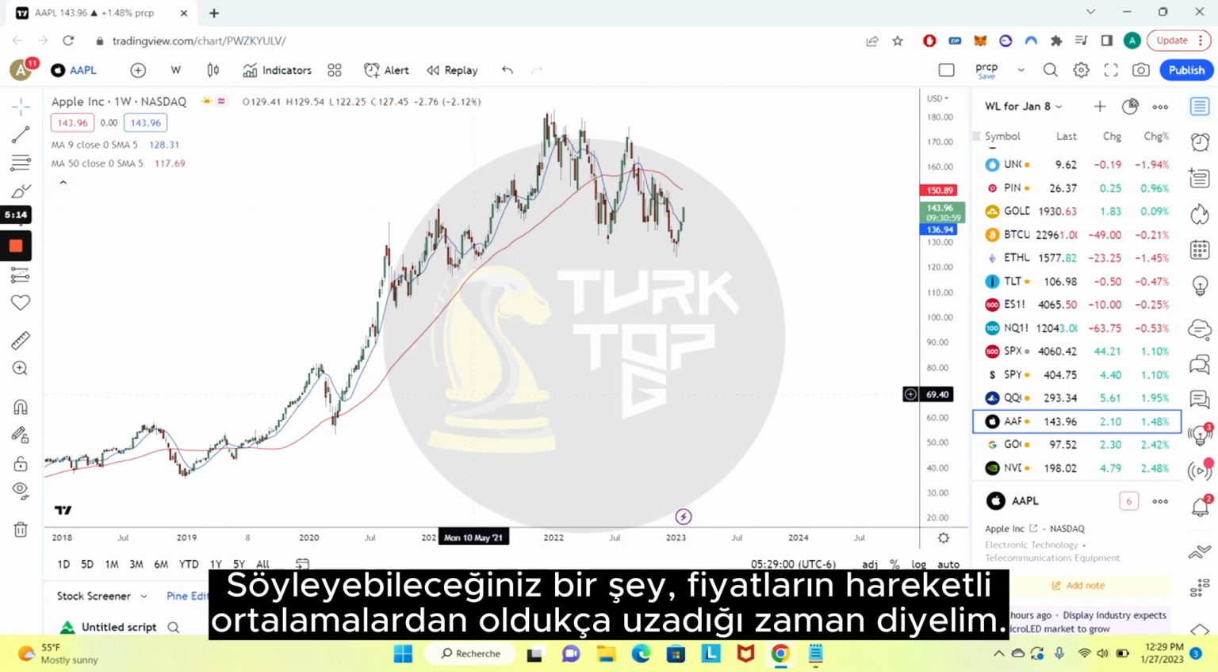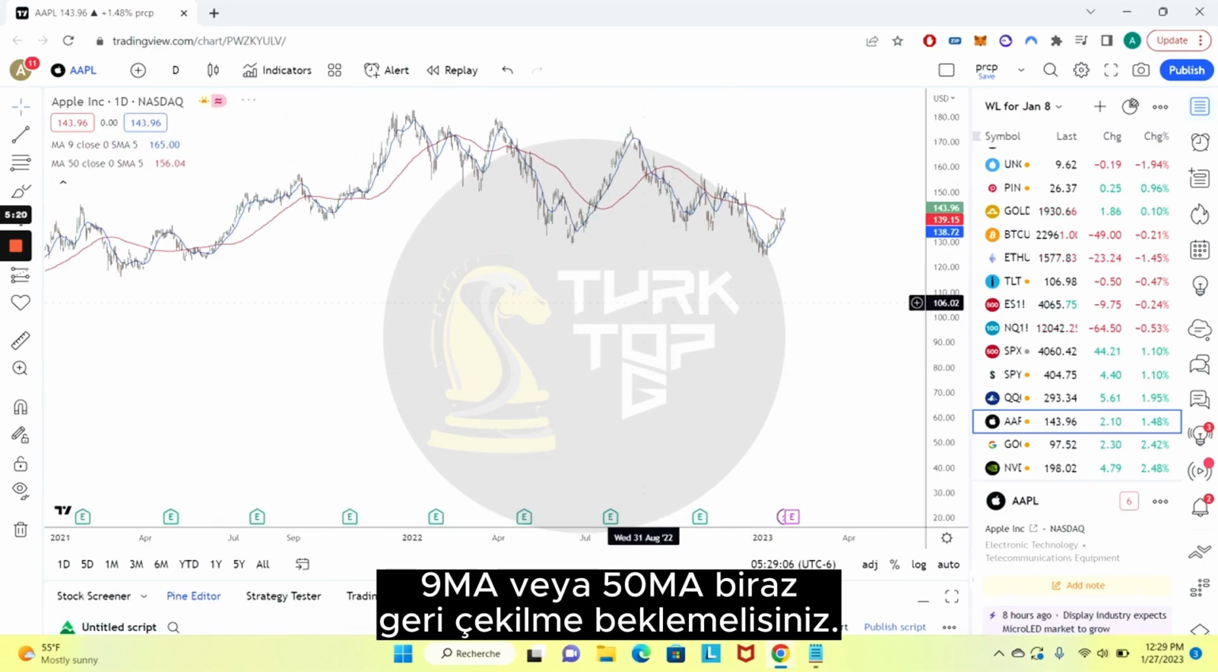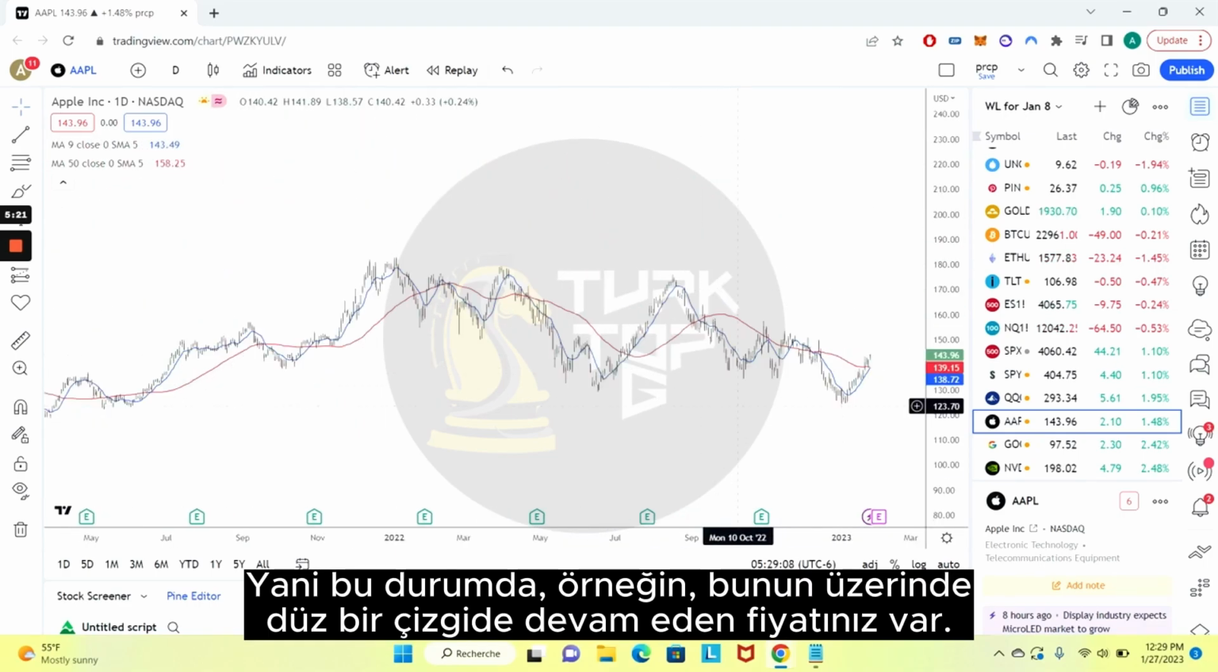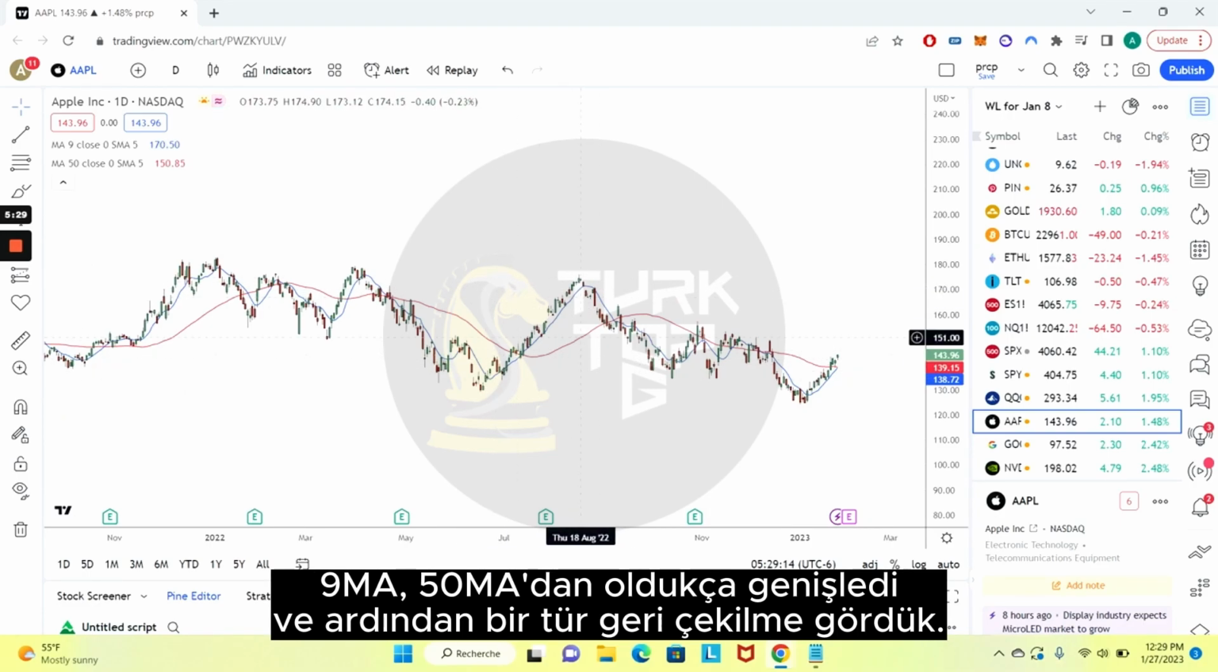One thing you can say is when price is quite extended from the moving averages, let's say the 9 MA or 50 MA, you should expect some pullback. So in this case, for example, price kept going in a straight line up above this 9 MA, became quite extended from the 50 MA, and then we saw some form of pullback.